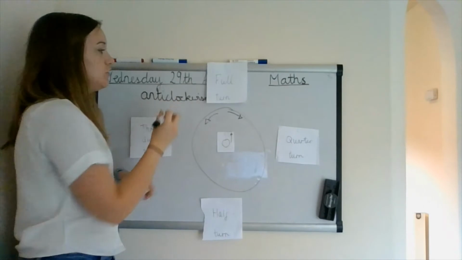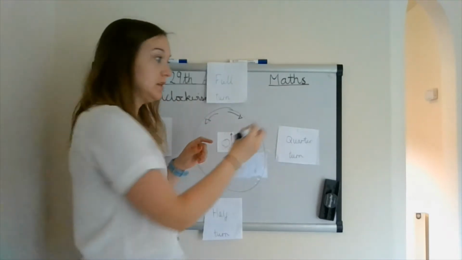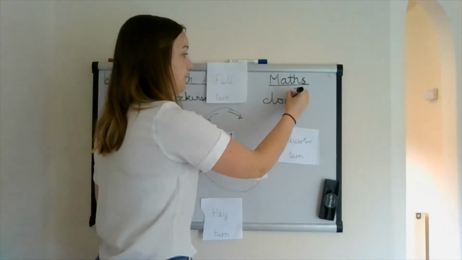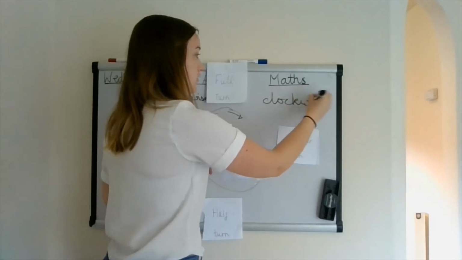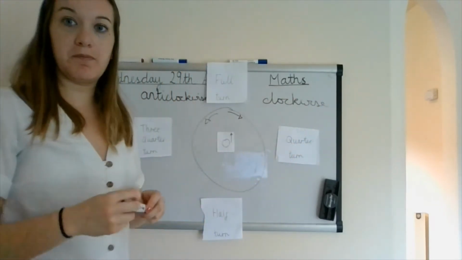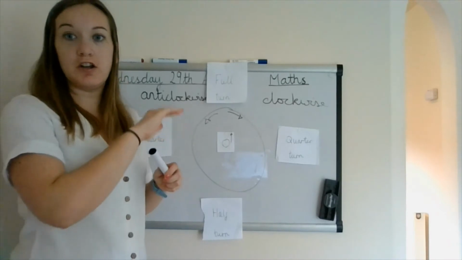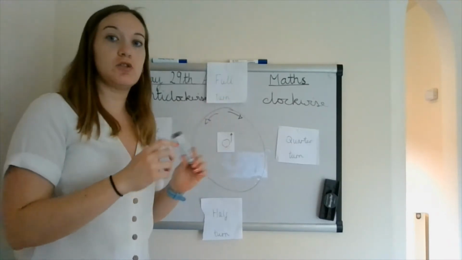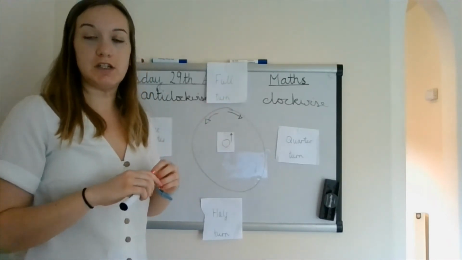It'd be really good if you were able to write it down maybe on a piece of paper, and then you can remember it. You can do a bit of practice, play a game with your parents maybe, where they tell you to turn clockwise, they tell you to turn anti-clockwise, and you can see if you can get it right every time.